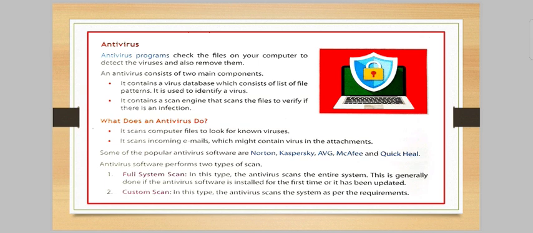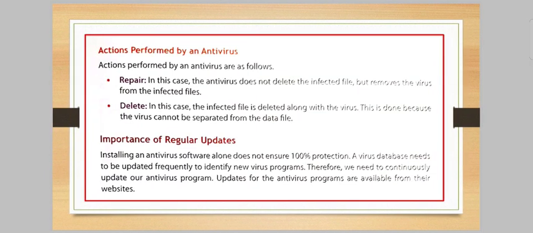Now antivirus software performs two types of scan: full system scan and custom scan. In full system scan, the antivirus scans the entire system. This is generally done if the antivirus software is installed for the first time or has been updated. Next is custom scan. In this type, the antivirus scans the system as per the requirements.